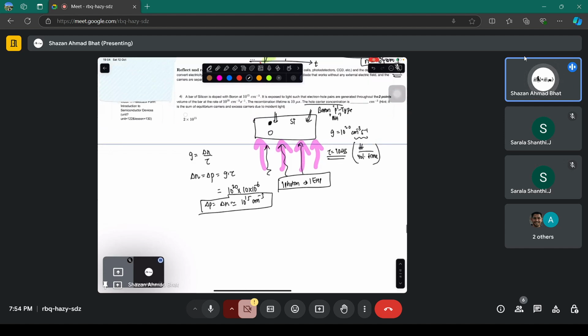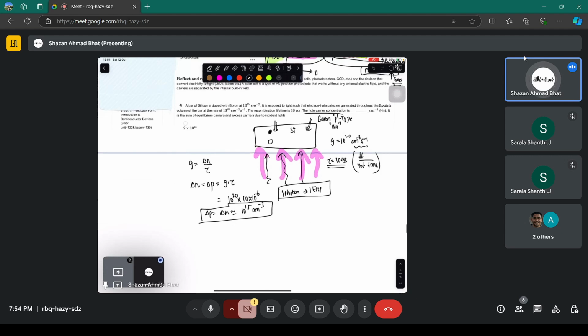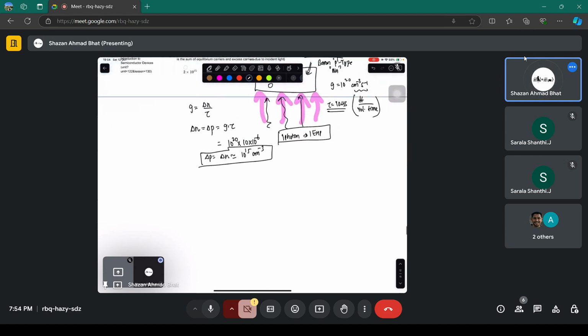But now what you have to find is the overall hole concentration. So that will be the overall hole concentration, equivalent to background concentration plus change in concentration. Whenever there was a bar, its background concentration was some P naught. But if you irradiate it with light, the concentration increased, and this concentration change is delta P. So overall P dash will be equivalent to P naught plus delta P.